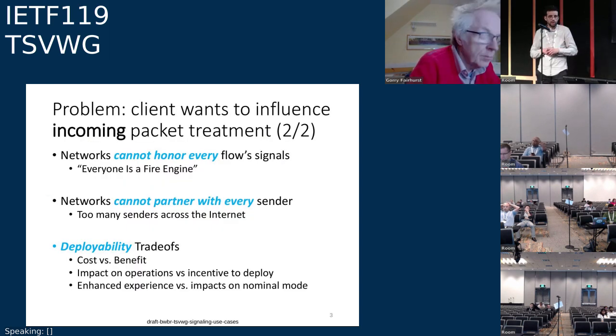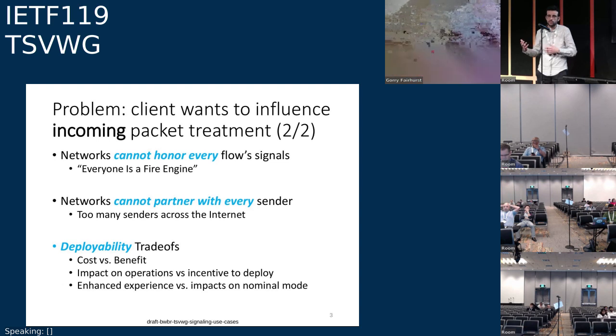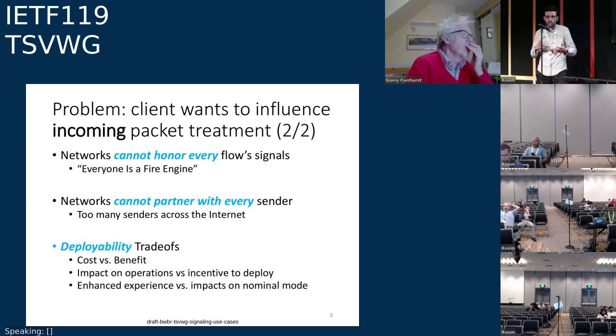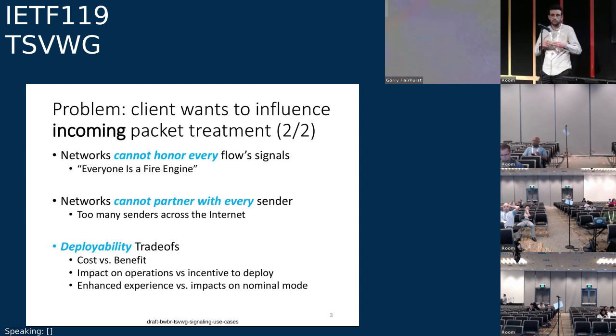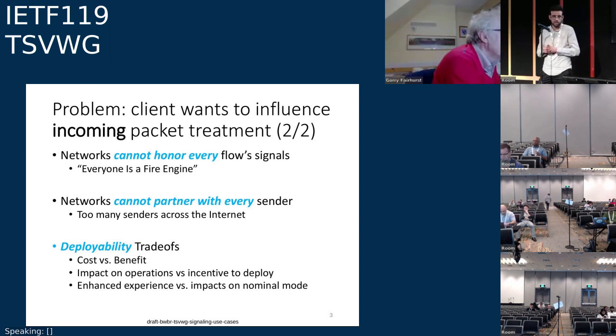The client or the host itself, under these constrained resources, may want to instruct the network to say: I would like some differentiated behavior for my incoming packets. But the problem is that the network cannot honor all of them. If everyone is asking to prioritize their own packets, this cannot scale, and we cannot inspect all the packets to do that. On the other side, the network cannot partner with every server in the world because that is not scalable at all.